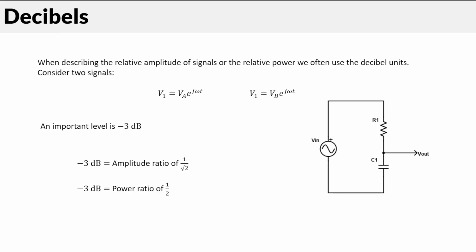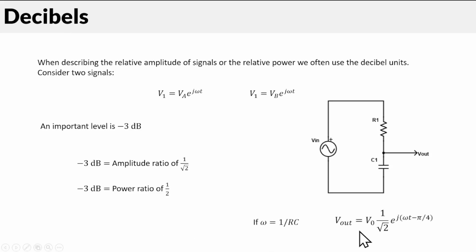One special decibel level that we'll come back to is the level of minus 3 dB. What's so important about minus 3 dB? Well, if you plug that in, you'll find that a decibel level of minus 3 decibels corresponds to an amplitude ratio of 1 over root 2, or a power ratio of 1 over 2, so a half. So minus 3 decibels is the level at which the power in the output signal is half what it was in the input signal. So it's a useful reference.